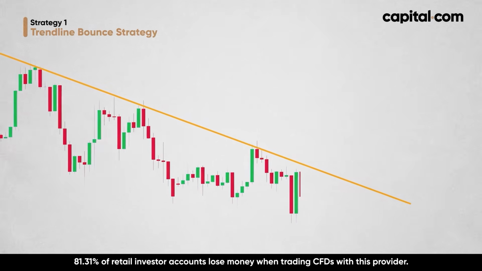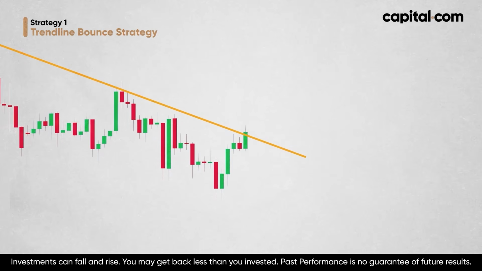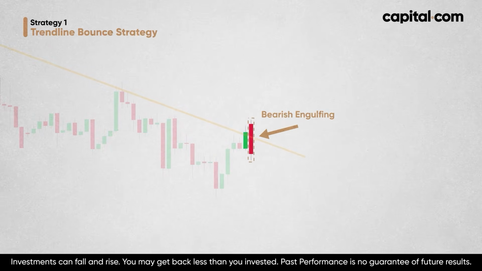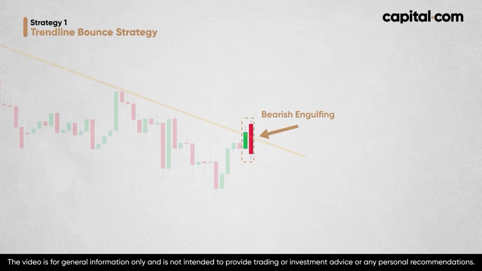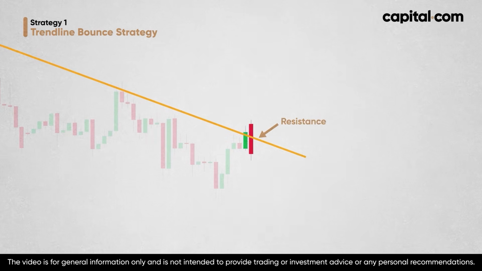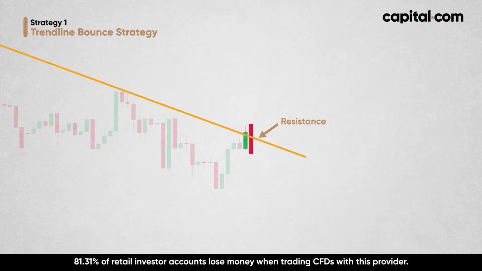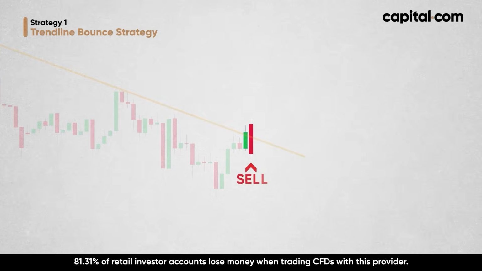Next, we wait for the price to pull back toward the trend line. When the price reaches this area, we don't enter immediately, but wait for another confirmation. This happens when a large bearish candle completely engulfs the previous candle, showing that the sellers are stepping back in, pushing the price lower and respecting the trend line as resistance. Once we see this confirmation, that's when we look for a sell trade.